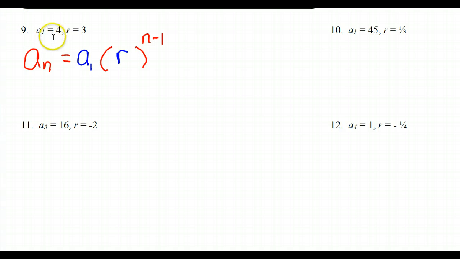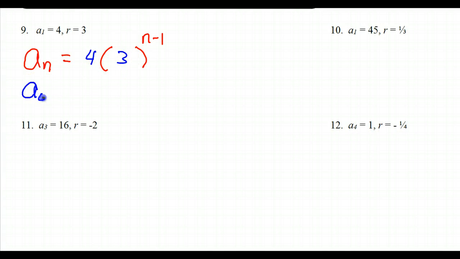Now for number 9, I told you there are only two things we need in order to write the rule. We need the first term and we need the common ratio. But in number 9 and 10, they give us both of those things just straight out. So that is just a gift, and it's almost too easy. They gave us the first term, A1 is 4, and they gave us that the common ratio is 3. All right, so there's the rule.